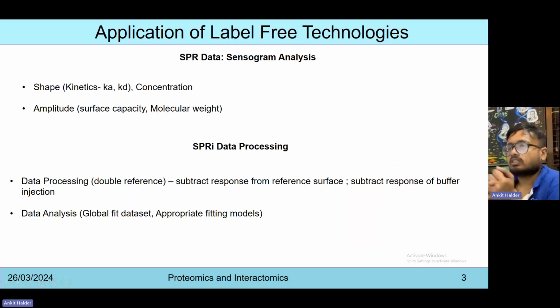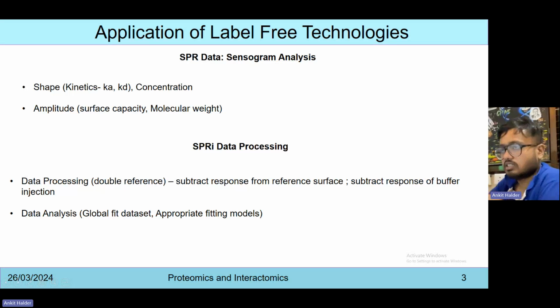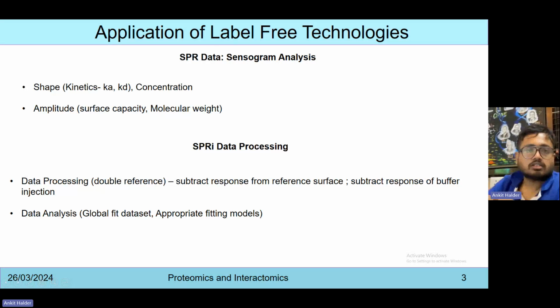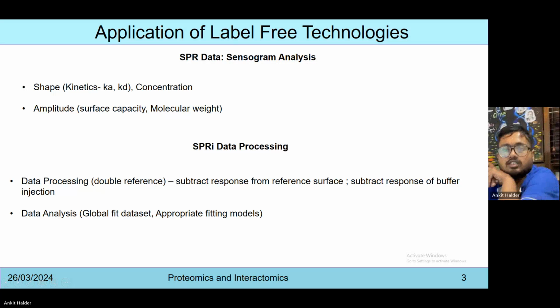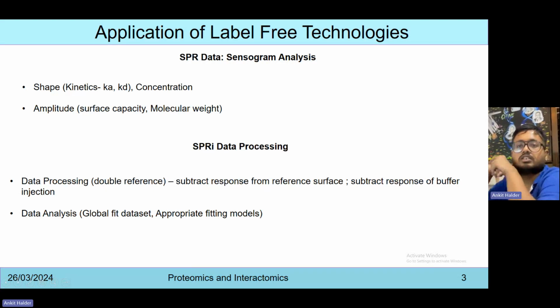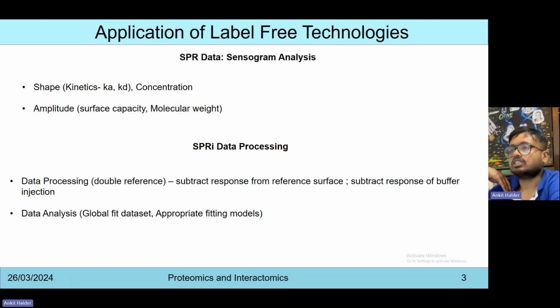The shape gives the kinetics, and the concentration amplitude will give the surface capacity and molecular weight. SPRI's data processing includes double referencing, subtracting the response from the reference surface and subtracting the response of the buffer injection, and the data analysis includes global fitting of data sets with the appropriate fitting models.